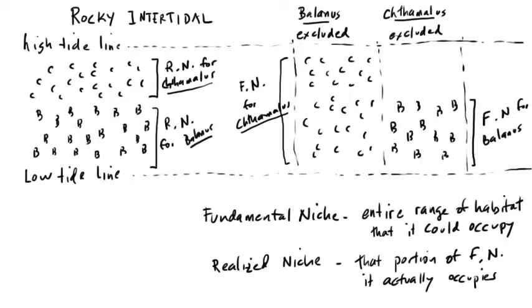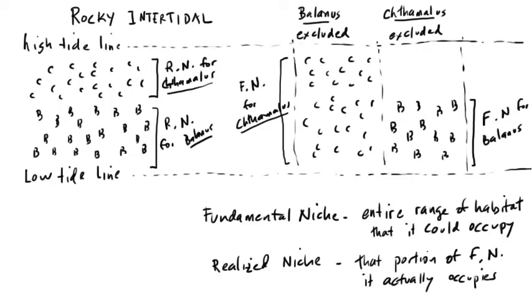Think about this result. Chthamalus does not get to use the lower part of the intertidal as its realized niche because, yeah, Chthamalus is prevented from occupying the lower part of its fundamental niche because it's outcompeted by Balanus barnacles. You can actually see competitive exclusion happening as Balanus takes over the lower intertidal from Chthamalus.